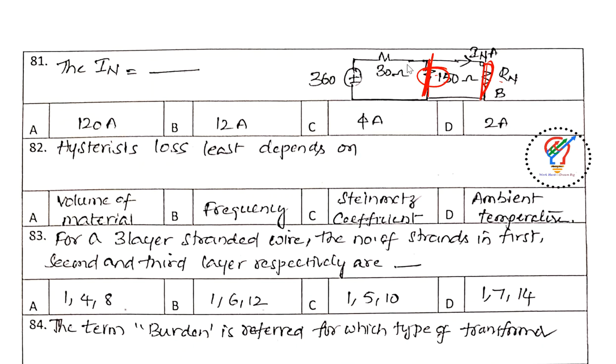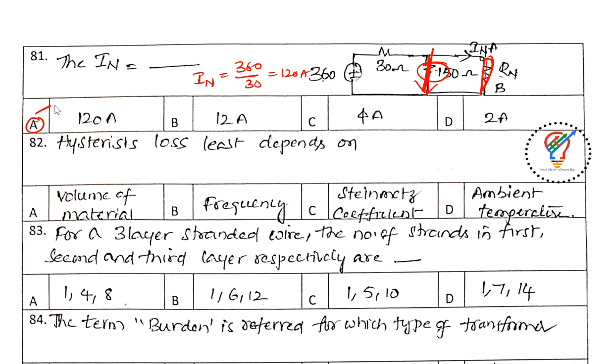Now what will be the current? These two combined together means the same short circuit here. 360 across 30 ohms. So the simple formula is IN is equal to 360 divided by 30, which is nothing but 120 amperes. So as you can see here, it is 120 amperes, and this will be the correct answer.